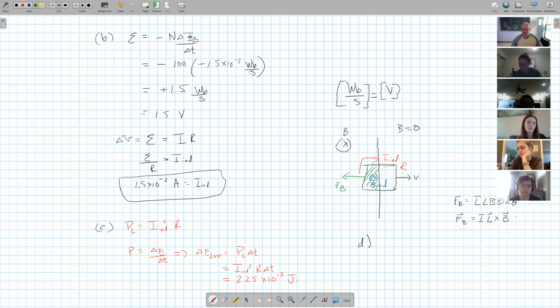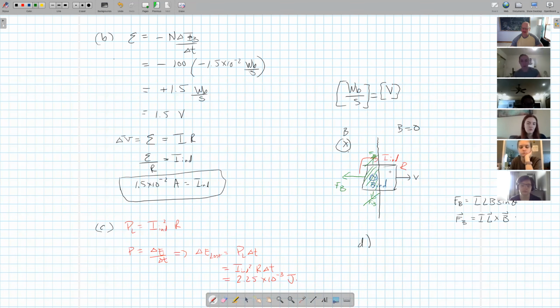Now there's also a force here which points this way. There's also a force here which points this way. But this force is the same as this force, so these two are going to cancel. But this one has nothing on this side to cancel it, which means that I'm going to end up with a net force.